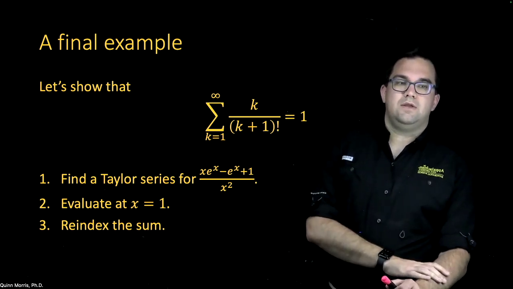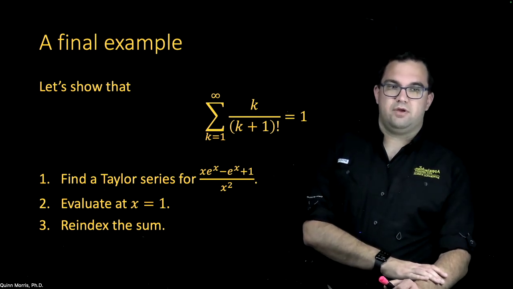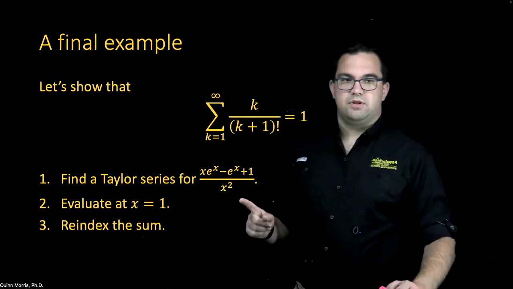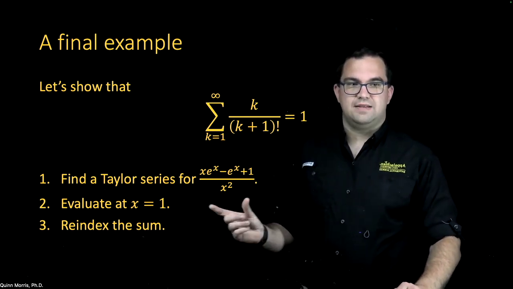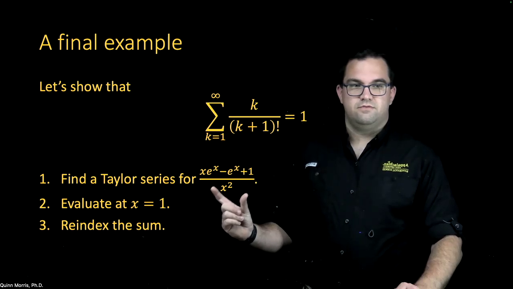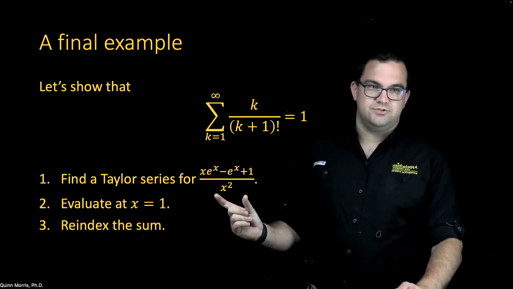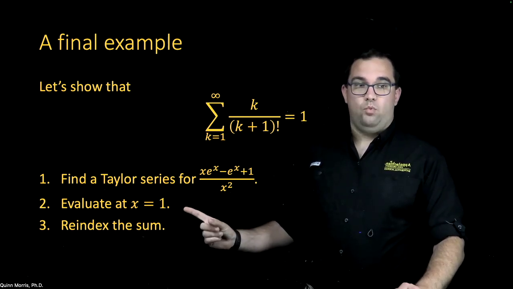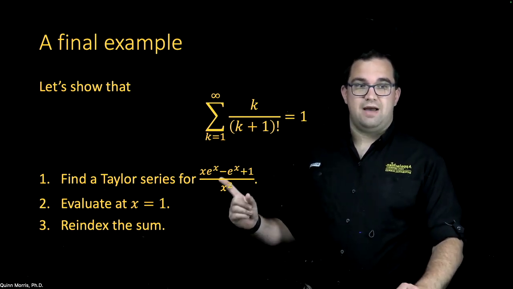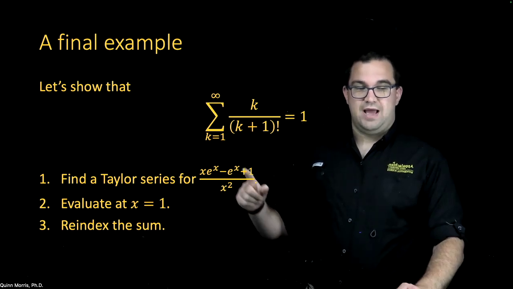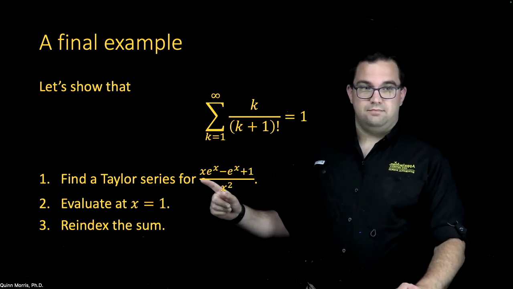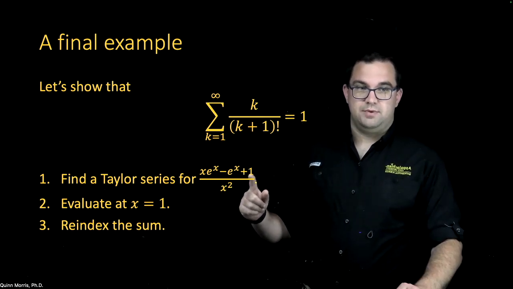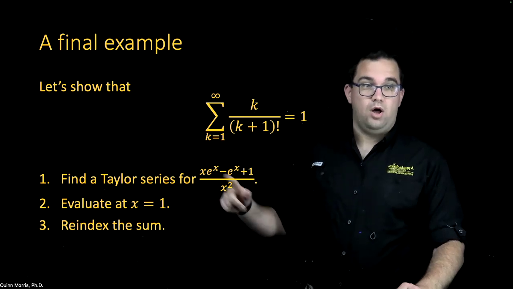Okay. Now, in order to do that, we're going to have to do this in a couple different ways. So the first thing I'm going to do is find a Taylor series for this function. Okay, now that's a very strange looking function. And then I'm going to evaluate it at 1. Notice that if I evaluate this expression at 1, I'm going to get e to the 1 minus e to the 1 plus 1. So it's going to be 1 over 1. I'm going to get 1.